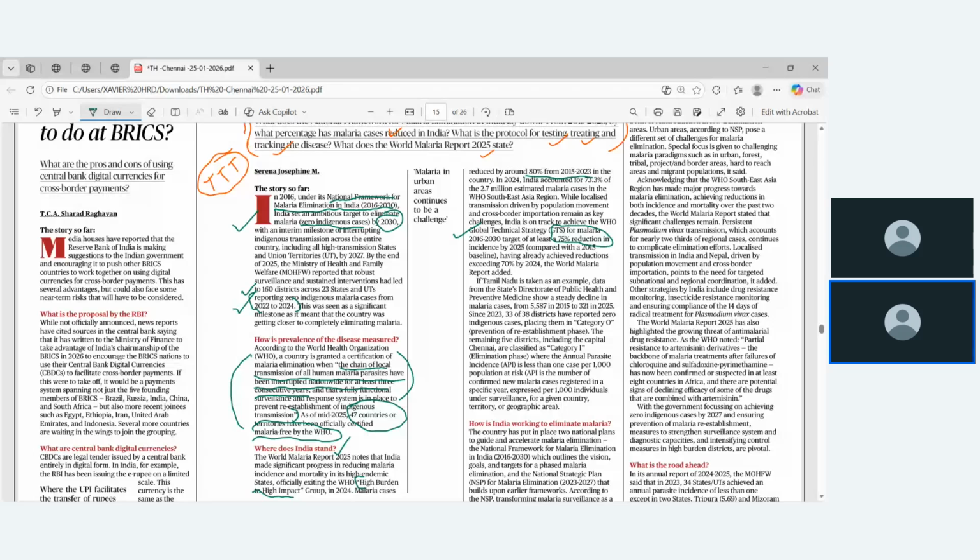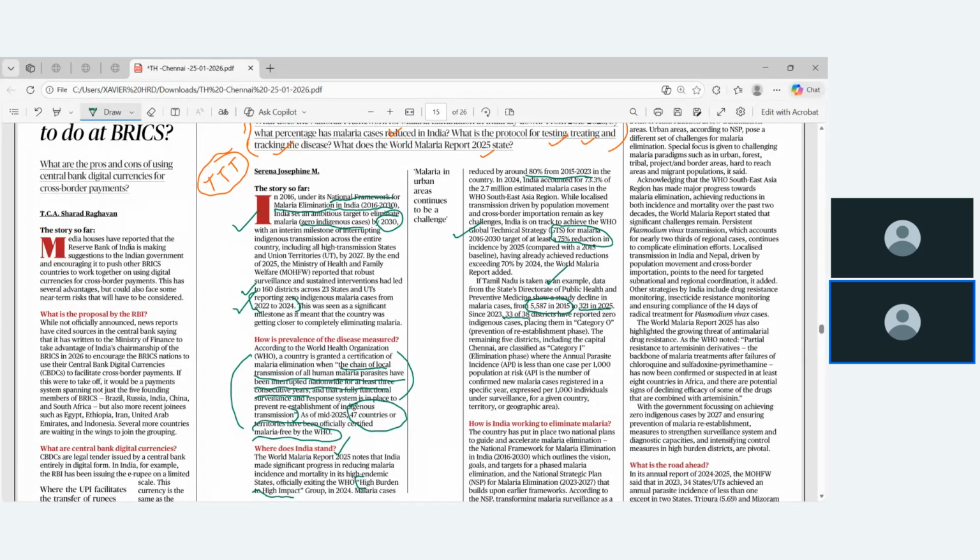Tamil Nadu is mentioned as a good example. In Tamil Nadu, because of preventive medicine and healthcare, the malaria cases have come down from 5,589 in 2015 to just 321 in 2025.